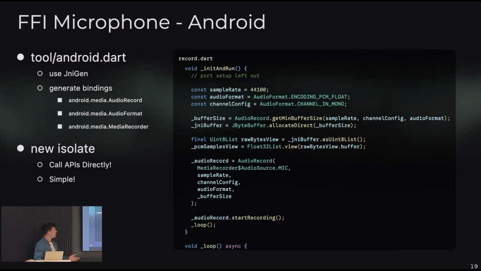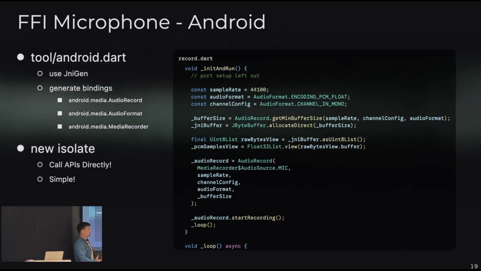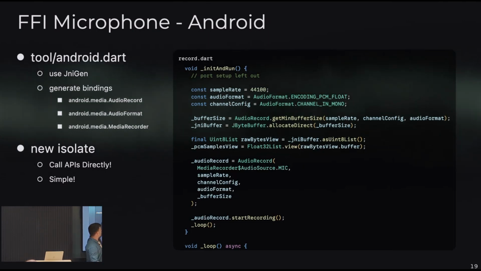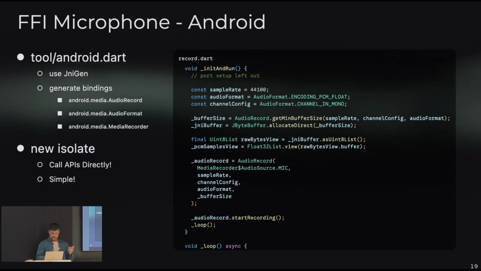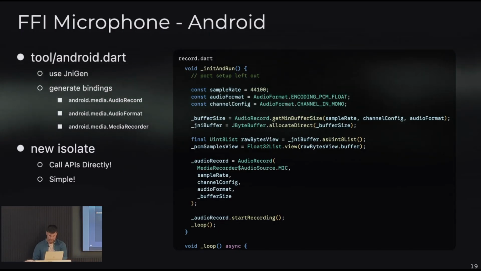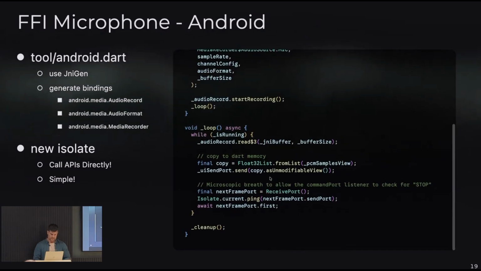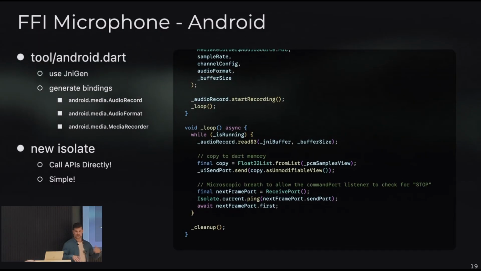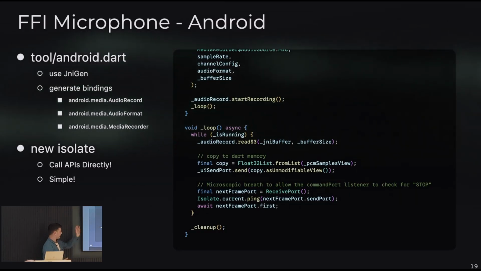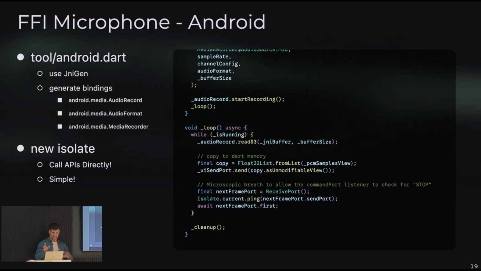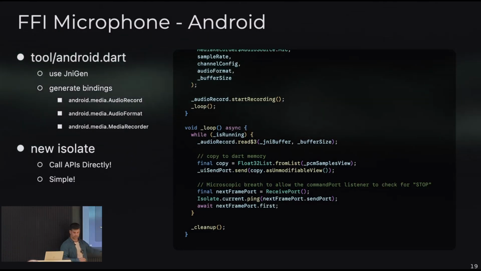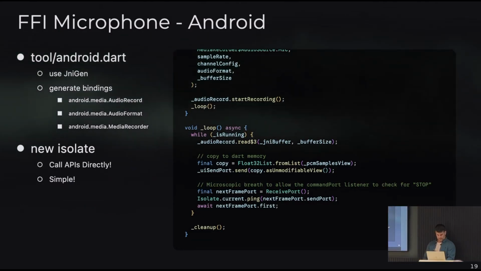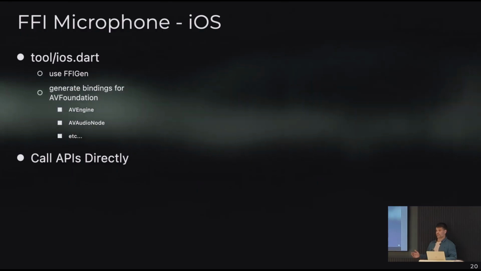On the recording end, these are all calling actual Java functions and using things directly from Java. So you have the encoding mode, mono, getMinBufferSize. These are things directly calling into Java. Start recording, and then we have a loop, which just reads out of the buffer, copies it into a Float32List so we can deal with it in Dart, and then passes it off on the stream and does stuff to make sure that it doesn't block completely there. So that's Android. That's it.